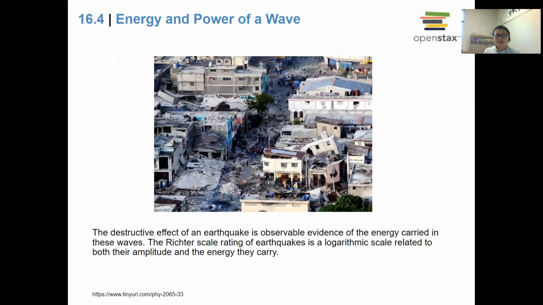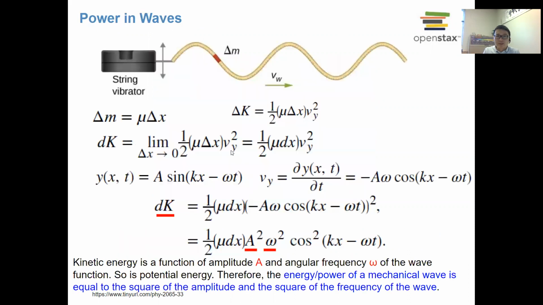Next section here talks about energy and power in waves. So when earthquakes hit, there are often devastating consequences. That is because earthquakes, as waves, carry a lot of energy. So when that wave hits a city or a certain area of a community, it will bring damage to the buildings, etc., because of the energy hit.